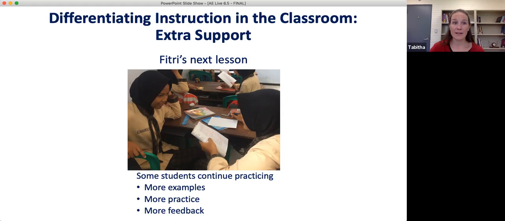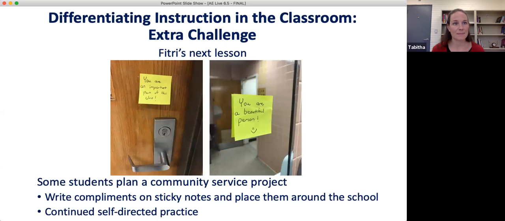But then the other 5 students could plan a community service project. They could be asked to write compliments on sticky notes and place them around the school. And we have an example of that on the next slide. So this way, students are continuing to practice, but in a more self-directed and creative way.